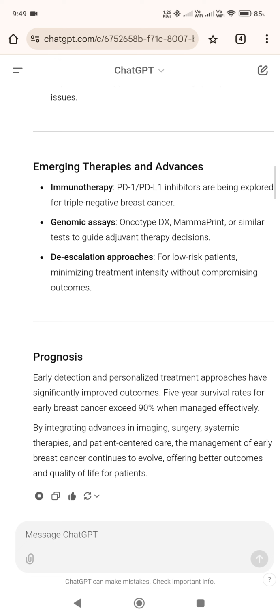Prognosis. Early detection and personalized treatment approaches have significantly improved outcomes. 5-year survival rates for early breast cancer exceed 90% when managed effectively. By integrating advances in imaging, surgery, systemic therapies, and patient-centered care, the management of early breast cancer continues to evolve, offering better outcomes and quality of life for patients.